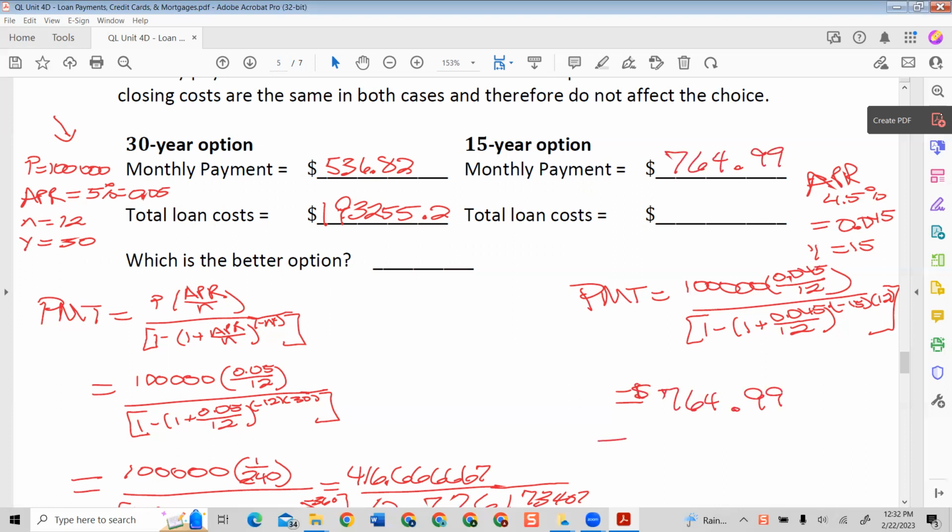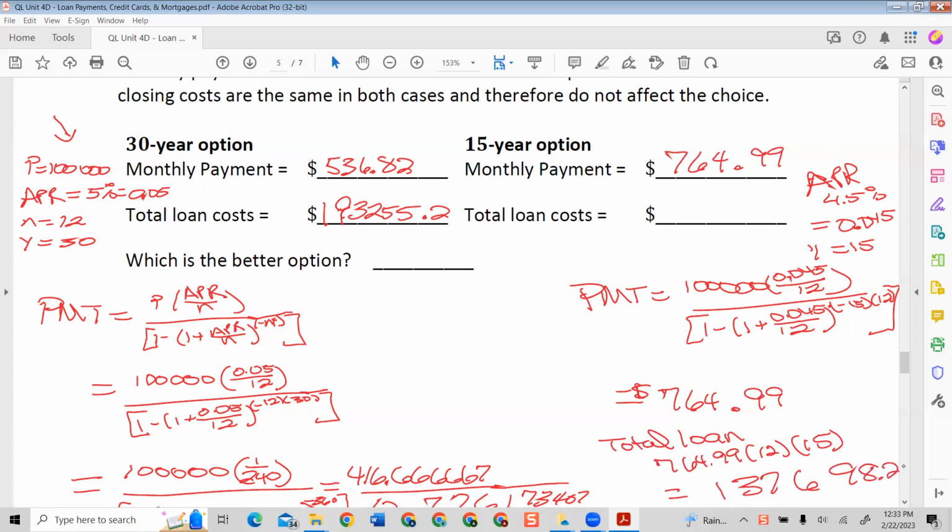Now the total loan, we're going to take that $764.99 times 12 times 15. And I get 13,769,82.2. I'm going to say the best option is going to be the 15 years. You're going to pay less money.